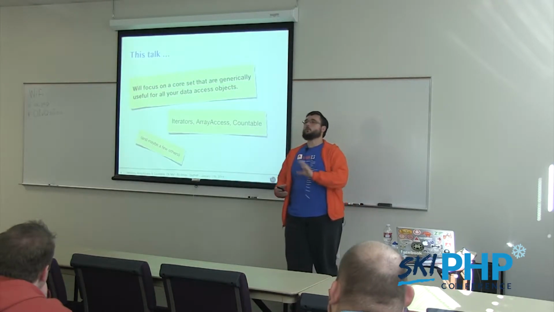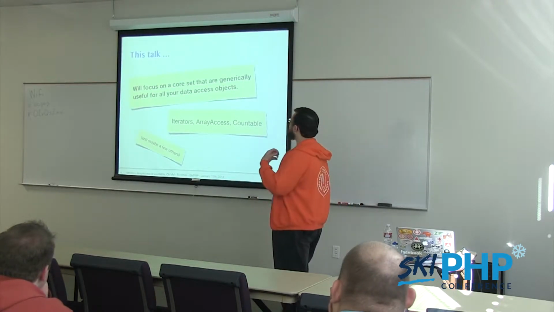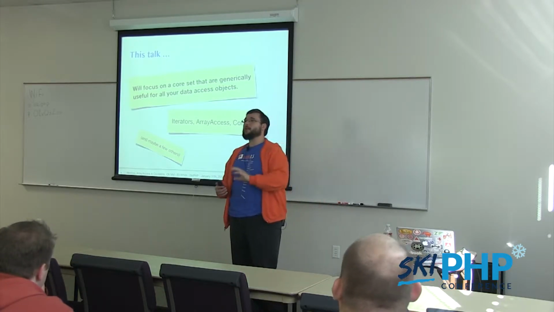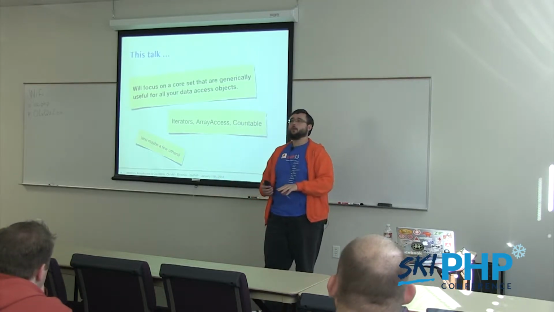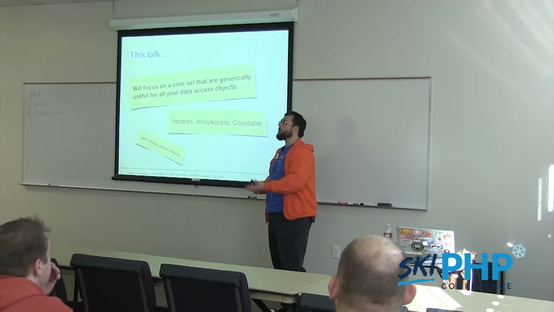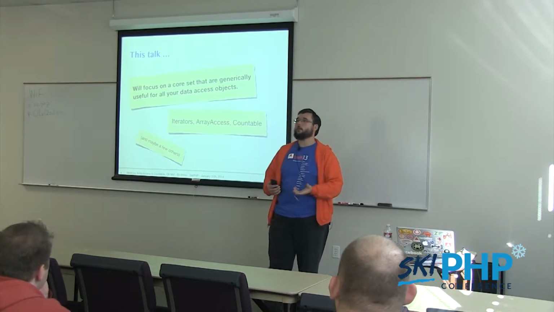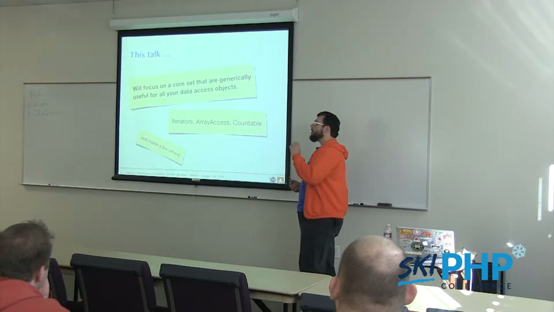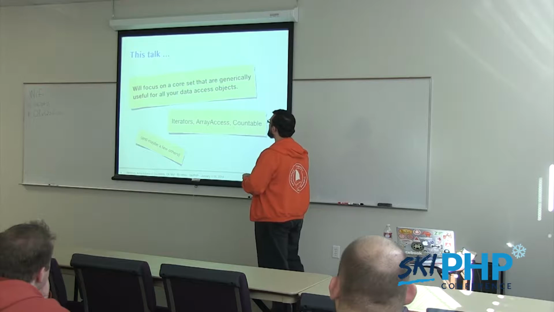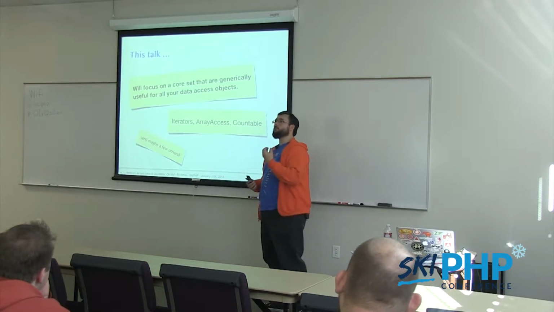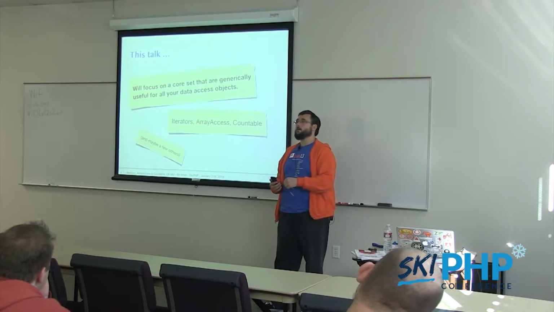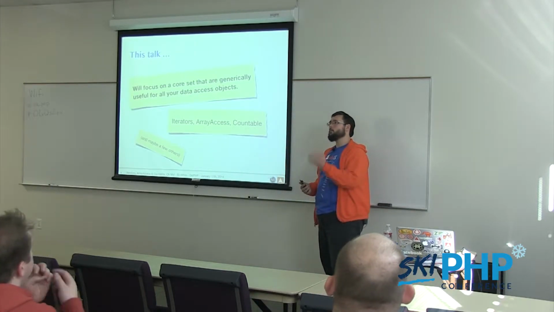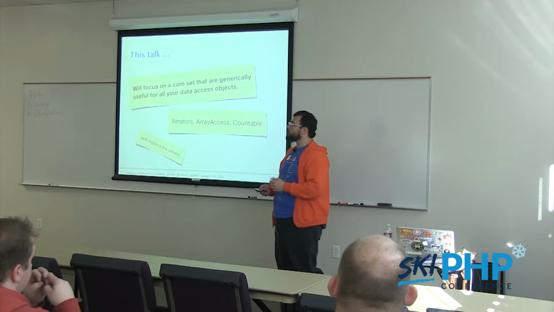So in this talk, we're going to be talking specifically about a core set of features that are really useful for any data access object that you're creating. If you have data being stored somewhere in a database, in a cache layer, in files, wherever, and you want to be able to access that data, there's a set of interfaces here that really make it easy for you to do that in a standardized way. And specifically, it's iterators, ArrayAccess, and Countable. And we'll get into a few other things also as time permits.